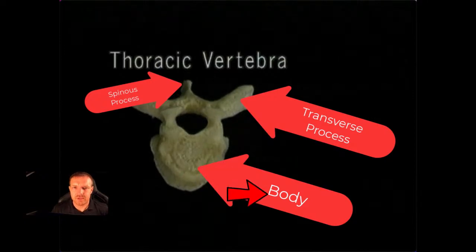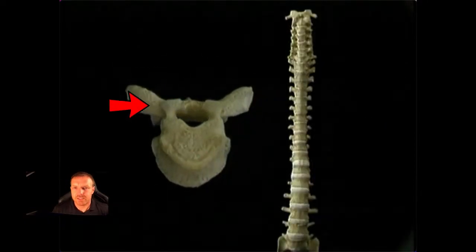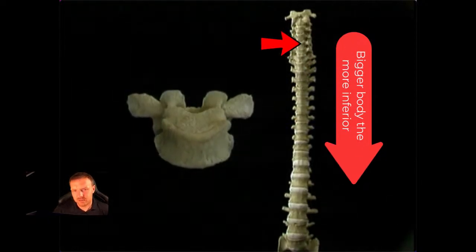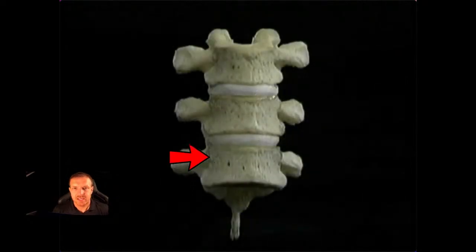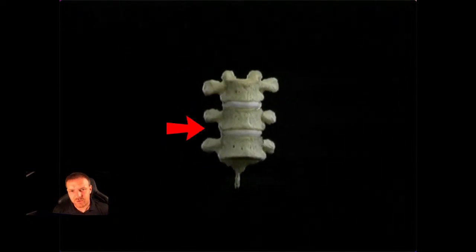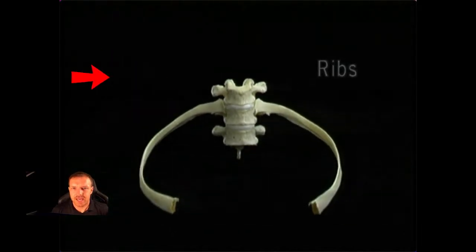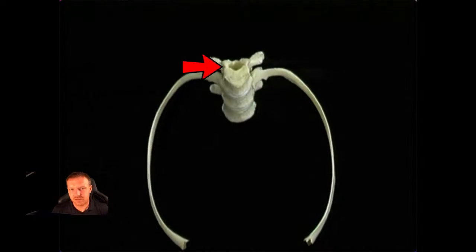There we go. So there's your vertebral body, spinous process at the back, transverse process at the side, and then the bigger bodies are further down because of the load going through those areas. So they obviously all stack up on top of each other, and then your ribs attach into there. So the ribs are obviously unique to the thoracic spine.